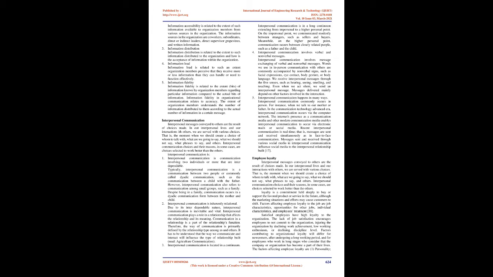The information sources in the organization are co-workers, subordinates, direct or indirect leaders, direct supervisor grapevines, and written information. Information distribution is related to the extent to which information is distributed in the organization and how it is accepted within the organization. Information load is related to the extent to which organization members perceive that they receive more or less information than they can handle or need to function effectively.